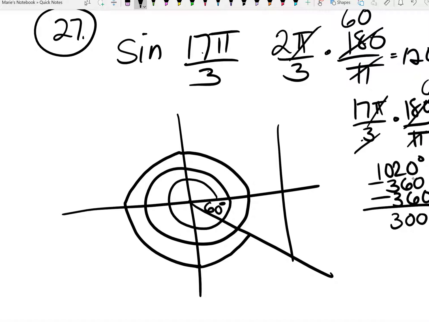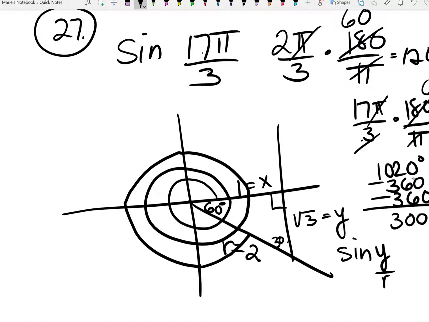If I do that, this is 30, this is 90. Again, hypotenuse, so r is equal to 2. This is the square root of 3, and this is 1, which is x. This is y. Sine is negative here, so whatever you get, because you're in the third quadrant, has to be a negative. And your answer for this should be y over r, right? Because that's the ratio. So sine of theta is y over r, which is going to be square root of 3 over 2. However, negative, because sine in this quadrant is negative. All right.